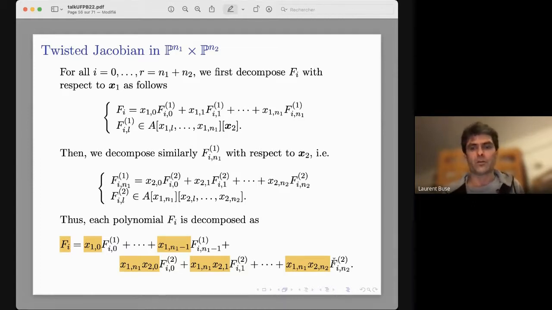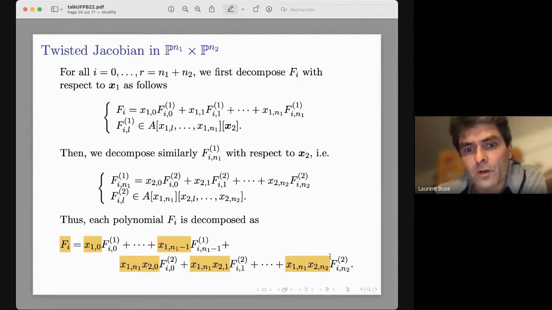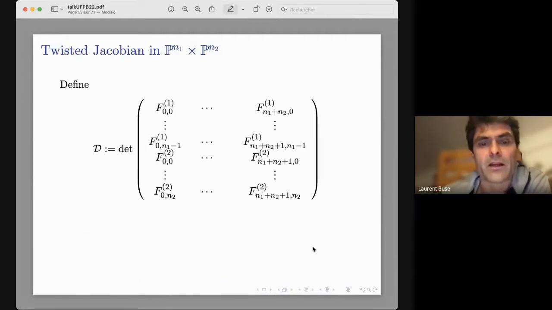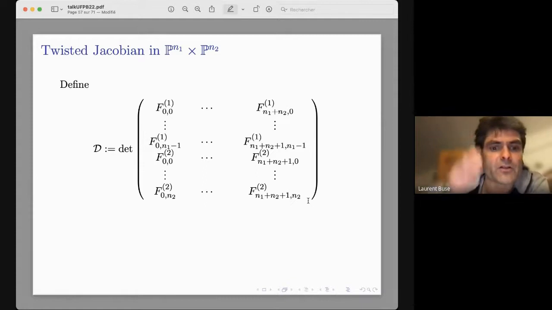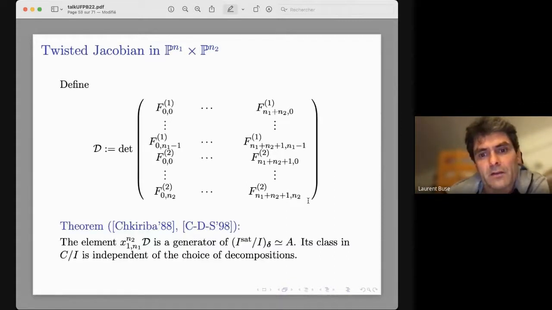So why do we do that? Because how many Fi do we have? We have n plus 1. And here, how many components do we have in this decomposition? You see n1 plus n2 plus 1. So again, n plus 1. So from there, we can build a square matrix. This is what we do. D is the determinant of the matrix where each column is exactly the coefficients of each Fi with respect to this decomposition. Very similar to what we did before. Once you have the choice of decomposition, you can make a determinant like this.